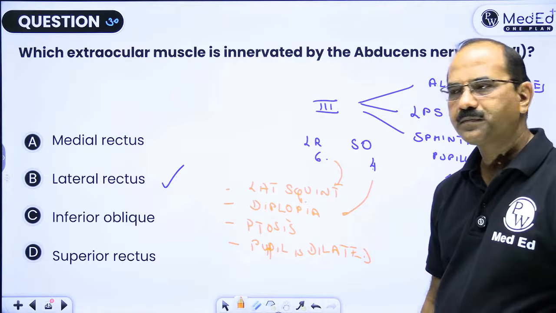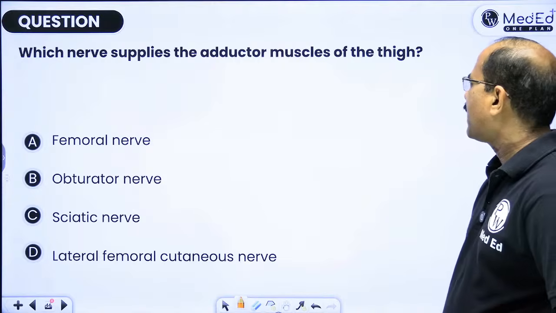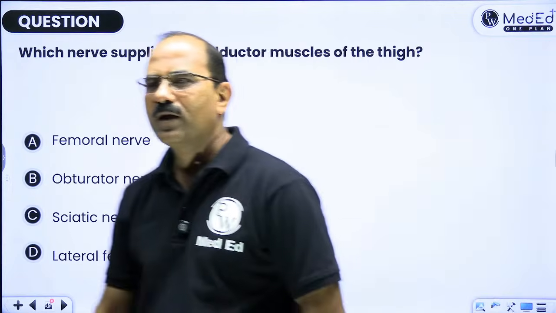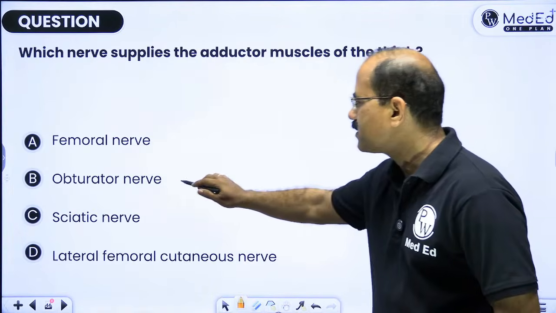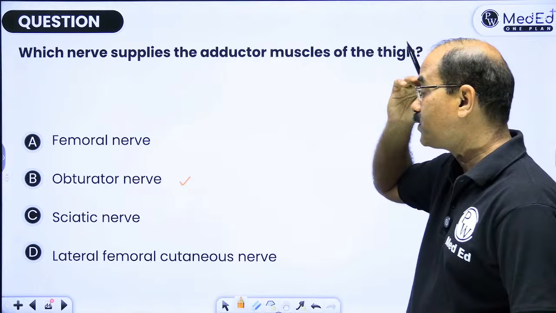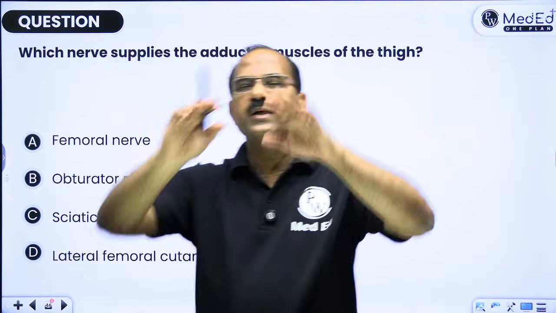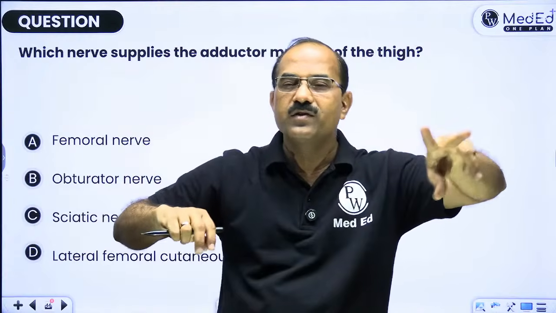Okay. Fine. So coming to the next, which nerve supplies the adductor muscles of the thigh? I've just told you this. मैंने अभी बोला आपको. Which is the nerve which supplies the adductor muscles? Adductor muscles is supplied by obturator nerve. Obturator nerve के दो divisions होते हैं, anterior posterior division. Anterior division क्या supply करती है?